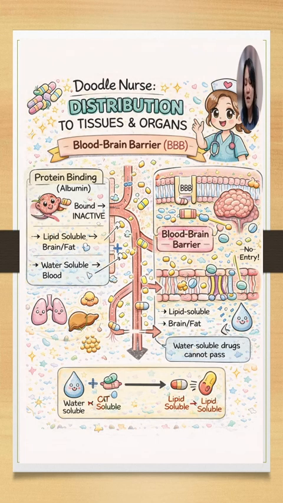So, when thinking about drug distribution, it is important to remember that only free drug is active, and lipid solubility determines whether a drug can reach certain tissues, especially the brain. Understanding these principles helps us predict both the effectiveness of a drug and its potential side effects.